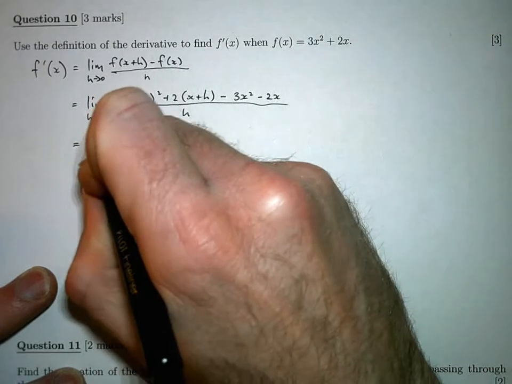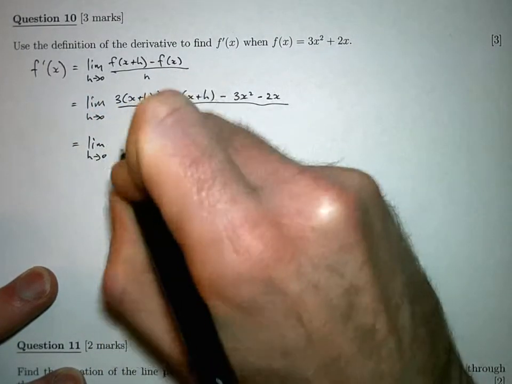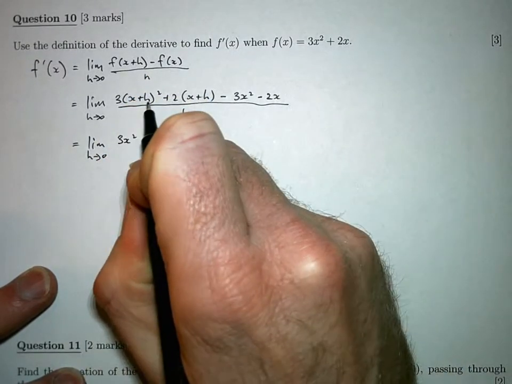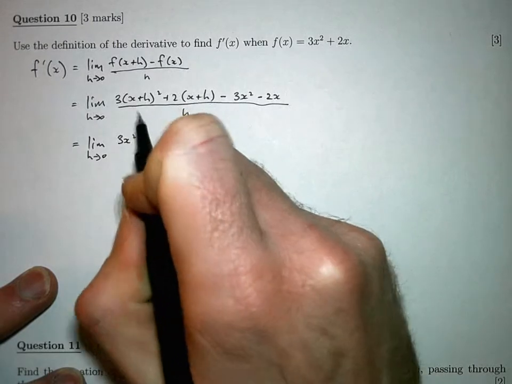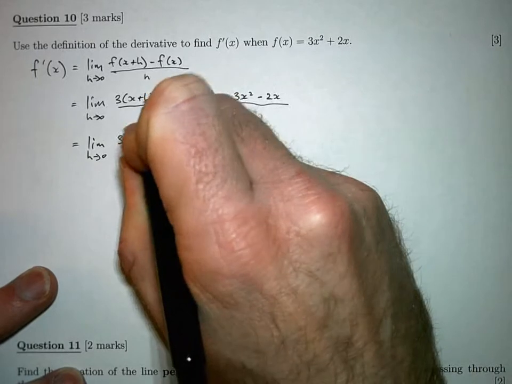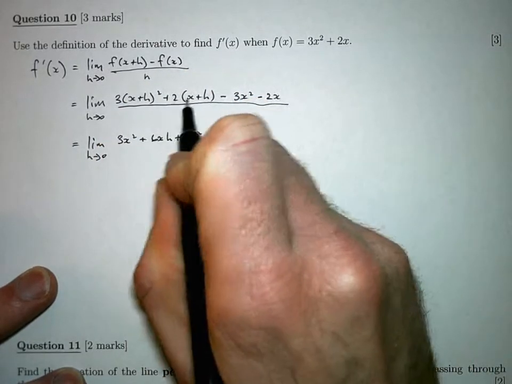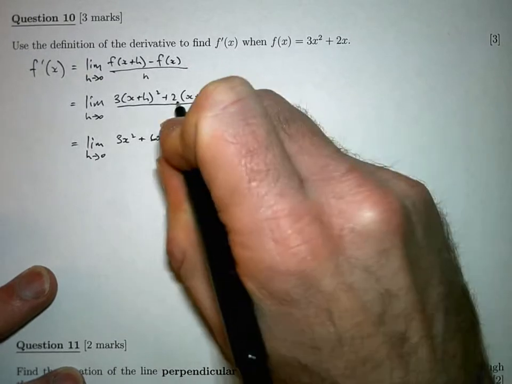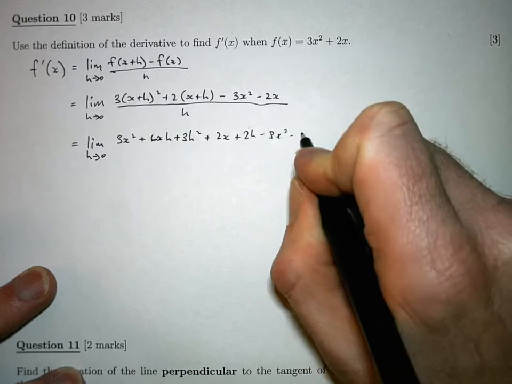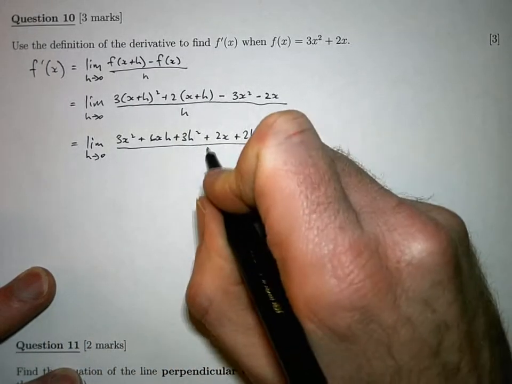We need to multiply this out. The limit as h approaches 0, so now we've got x squared, but multiplied by 3, so that's 3x squared. 2xh, we get two middle terms there, times 3 of course, so that's plus 6xh. Plus h squared multiplied by 3, so that's 3h squared, plus 2x plus 2h minus 3x squared minus 2x, and of course that's all still over h.